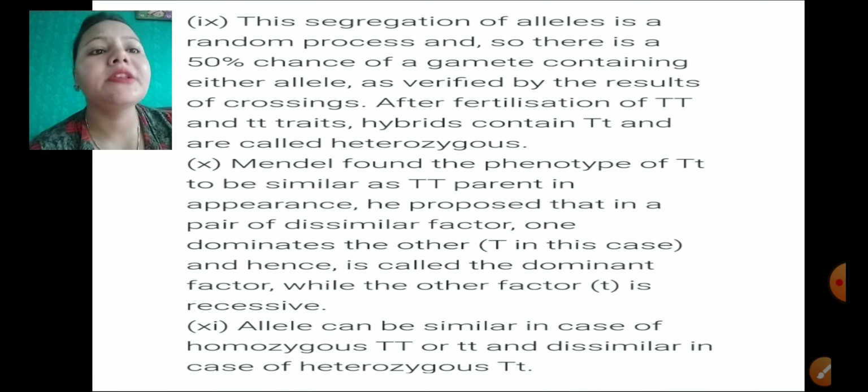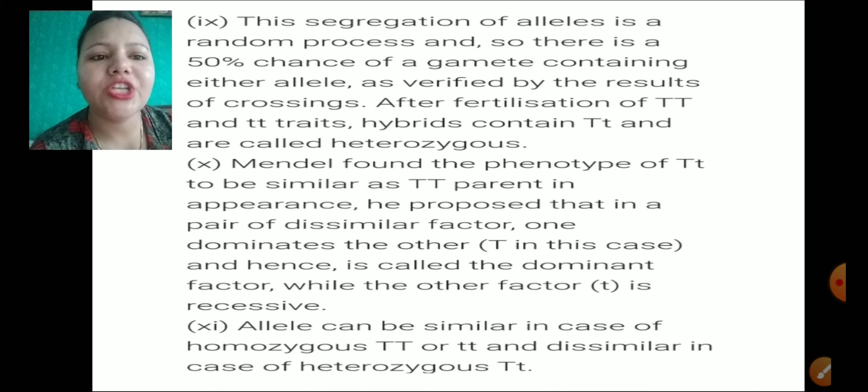Now there is a segregation of alleles in this process. As you have seen, we have 50% chance of a gamete containing either of the alleles. So after fertilization, the hybrid that is produced is capital T, small t, that is heterozygous. Now Mendel found that the phenotype of capital T, small t is similar to the parent, and he proposed that there is a pair of similar factors, one that dominates and another that doesn't dominate, that is recessive in this cross.